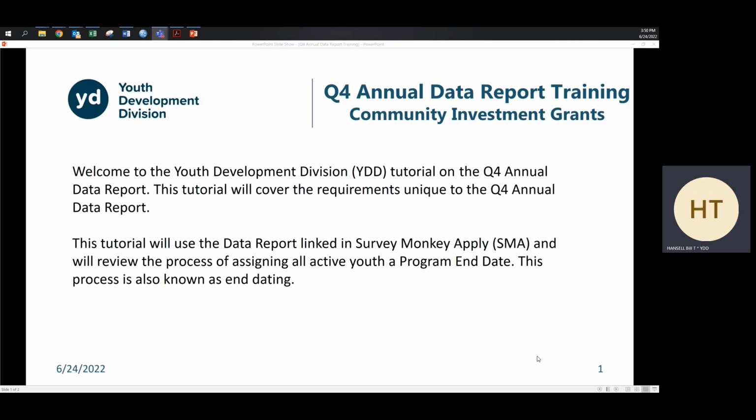This tutorial will cover the requirements unique to the Annual Data Report. This tutorial will use the data report linked in SurveyMonkey Apply and will review the process of assigning all active youth a program end date. This process is also known as end dating, and it's end dating that makes the annual reports completed in Q4 and Q8 distinct from all other data reporting.